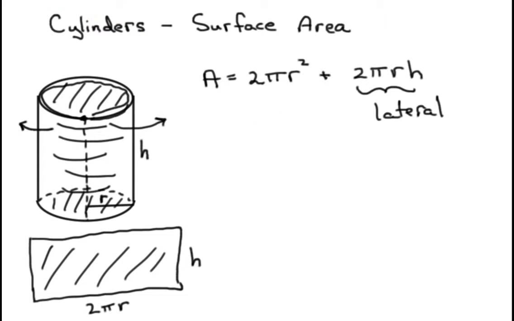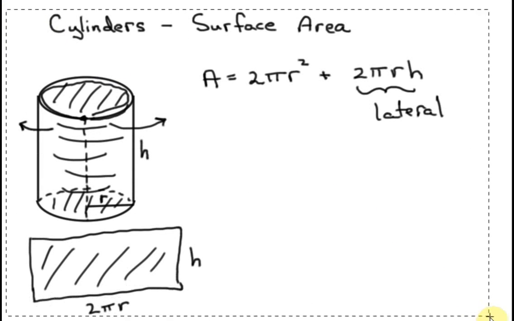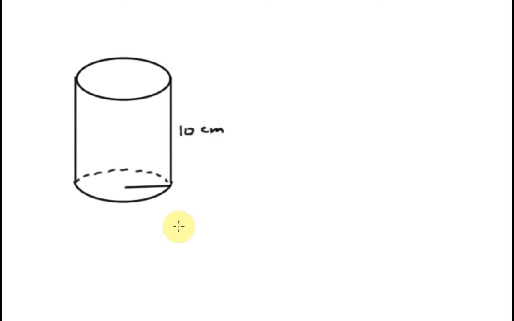So I'm going to clear the screen and I'm going to do an example with some numbers in it. Okay, so let's see what we can do here. Let's produce a cylinder. Somebody comes along and says the height is 10 centimeters and the radius is 6 centimeters, and this is a can with no lid. And somebody asks how much tin was used in this can.